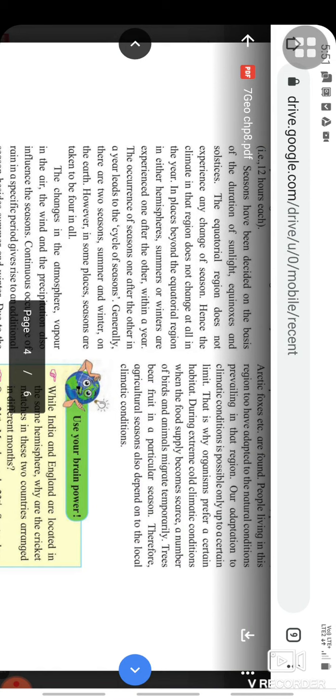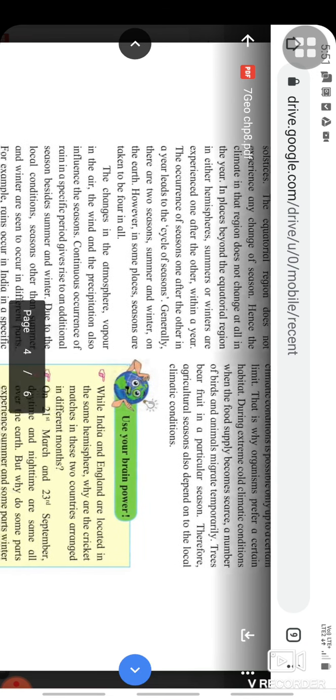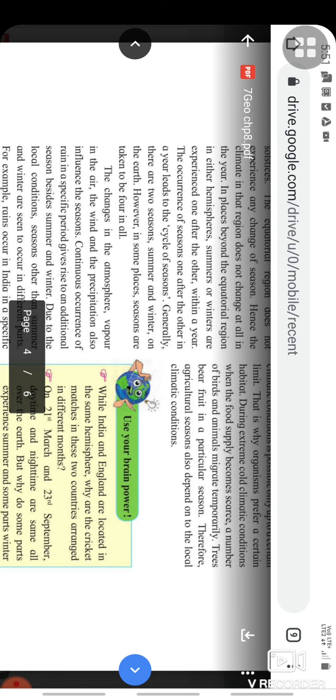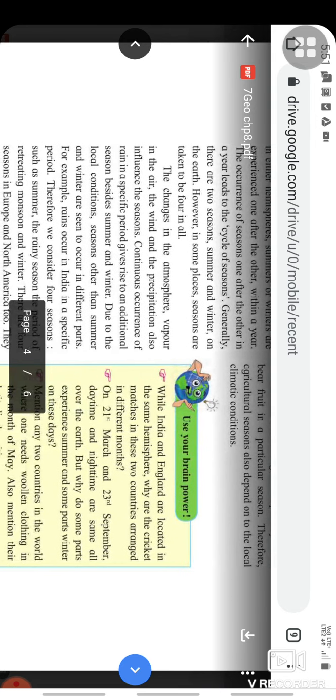The equatorial region does not experience any change of season, hence the climate in that region does not change at all in the year. In places beyond the equatorial region in either hemisphere, summers or winters are experienced one after the other. Within a year, the occurrence of the seasons one after the other leads to the cycle of seasons. Generally, there are 2 seasons, summer and winter, on the earth.